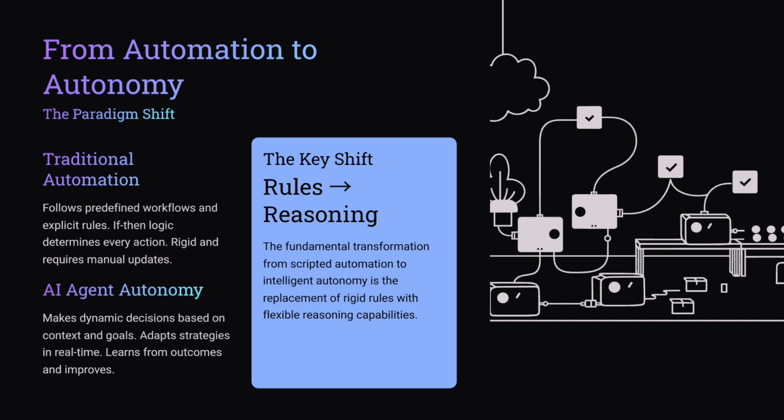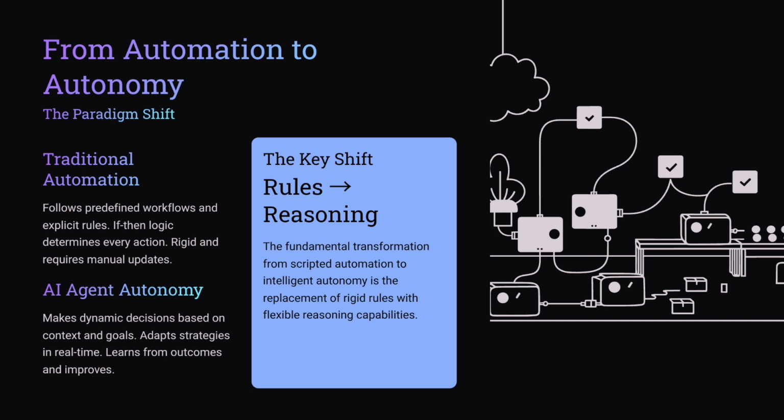Now, look at the screen carefully. Traditional automation has predefined workflows, explicit rules, manual updates. It depends entirely on human-written instructions. If the situation changes, someone has to rewrite the logic. Now, look at the right side of the screen. AI agent autonomy: dynamic decisions, context awareness, goal-driven adaptation, strategy adjustment in real time. This is not rule following, this is reasoning. That single shift, rules to reasoning, is the paradigm shift.